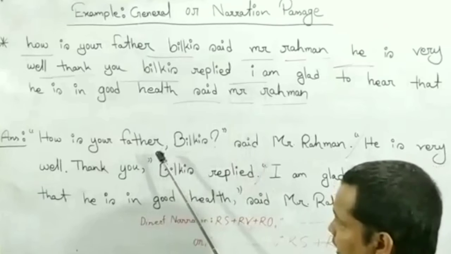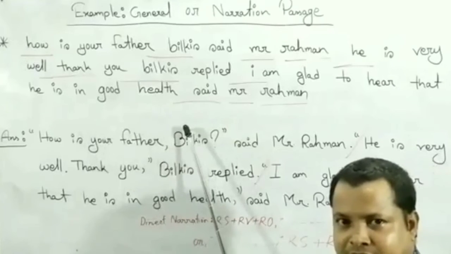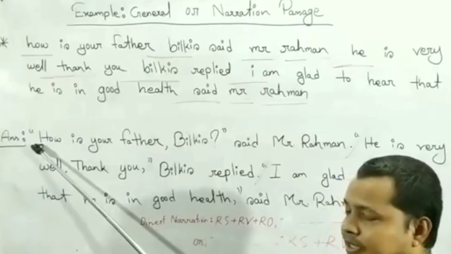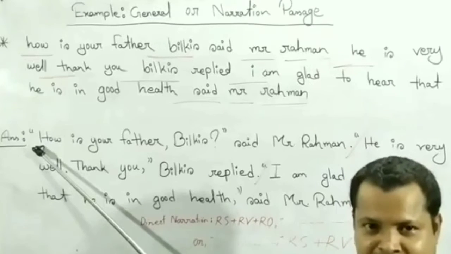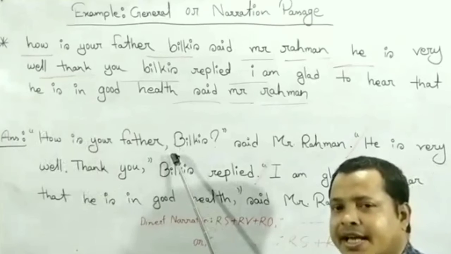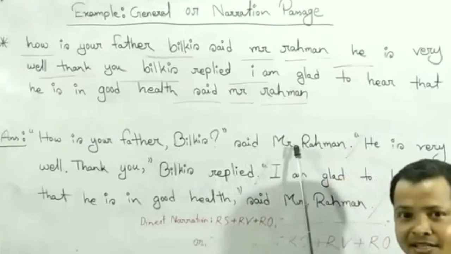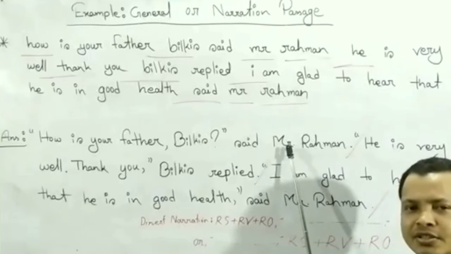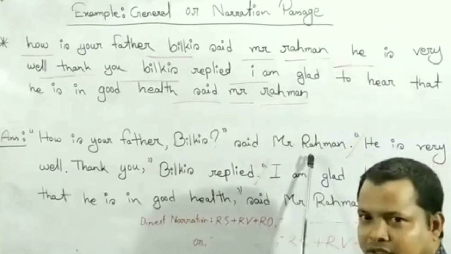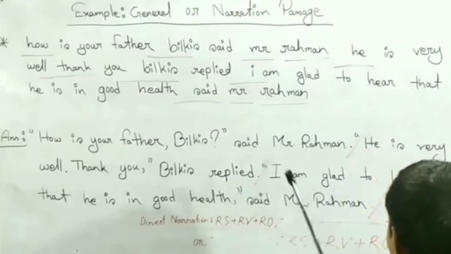And here we have to give a comma because it is the main sentence and it is addressing a proper noun. And here H is a capital letter because it is the first letter of the sentence. And here B is a capital letter because it is an addressing of a proper noun. And Mr., we know that it is a title. So M will be a capital letter. And Rahman is a proper noun. So we have to give a capital R here.